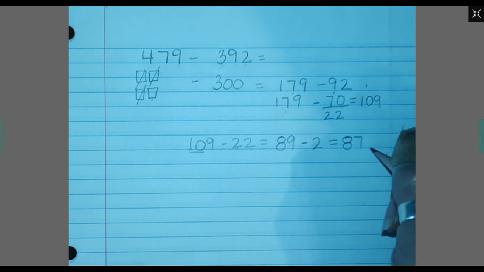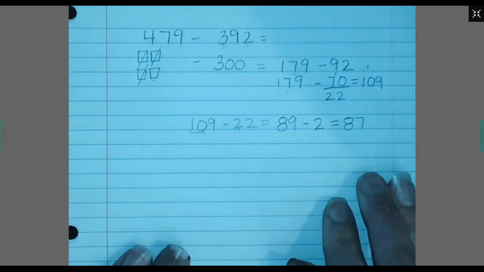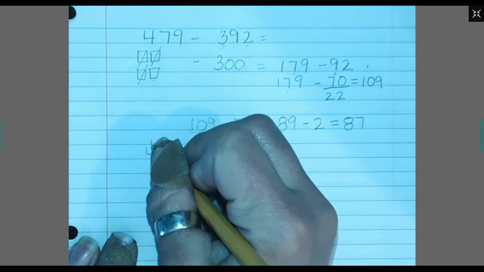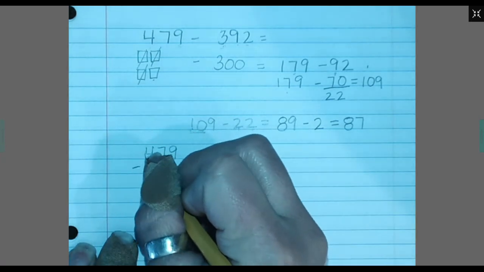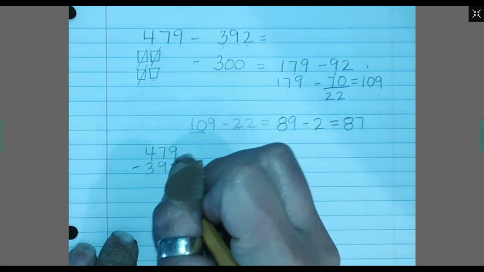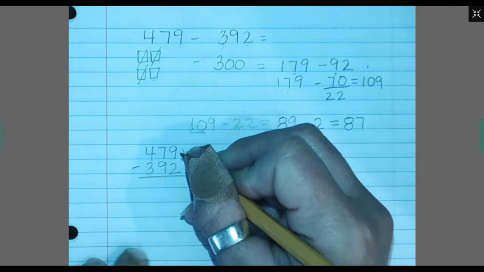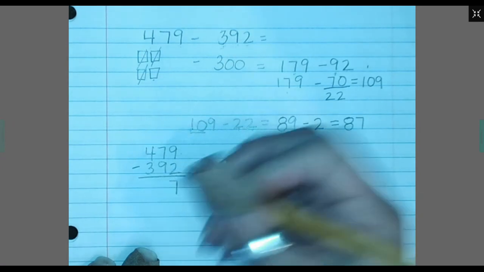So 89 minus 2, and I end up with 87. Let's check our math doing the standard algorithm to be sure we got the right answer. Always good to solve a couple different ways. So we're going to stack them for the standard algorithm: 479 minus 392. Can I take 2 from 9? Yes, I can. 9 minus 2 is 7.